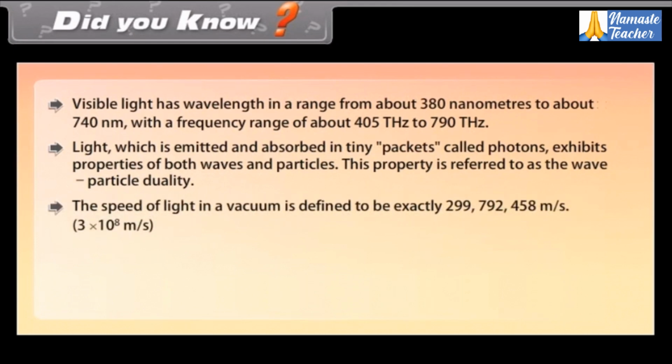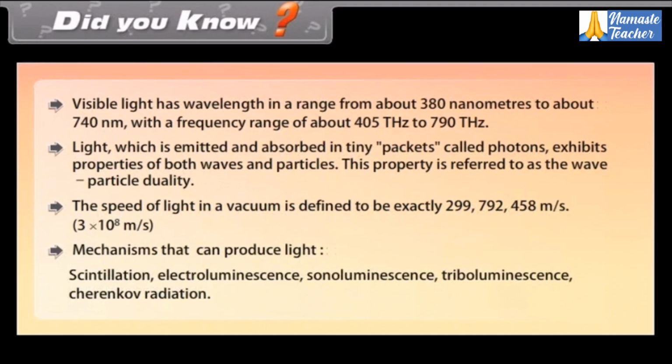The speed of light in a vacuum is defined to be exactly 29 crores 97 lakhs 92,458 meter per second, that is 3 into 10 raised to the power 8 meter per second. Mechanisms that can produce light. Scintillation, electroluminescence, sonoluminescence, triboluminescence, Cherenkov radiation.